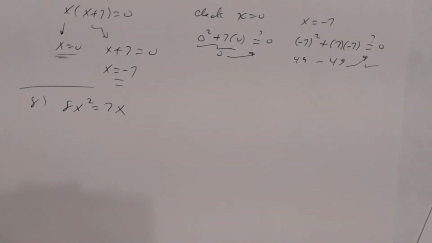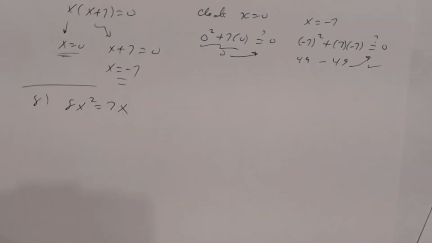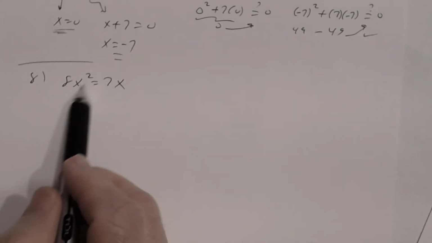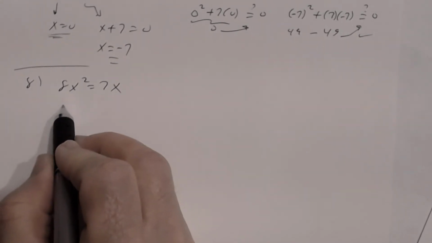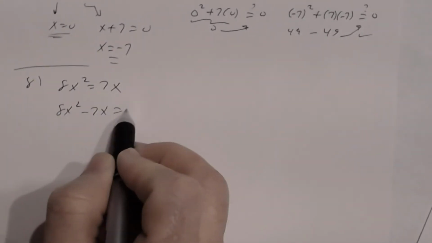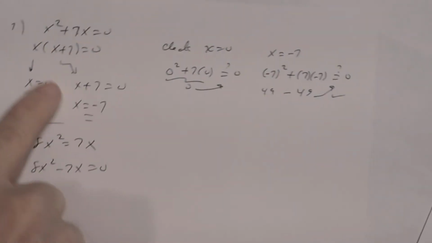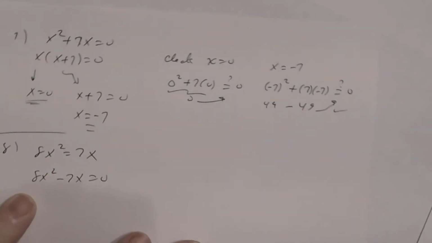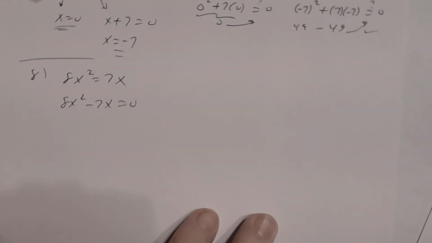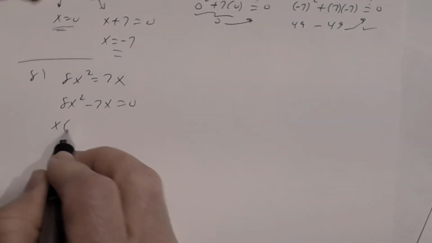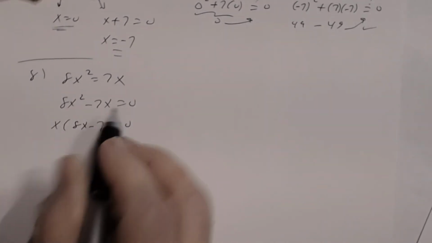If you follow our steps, the first step is to put it in standard form. So I've got to bring all these terms to one side. Let's go ahead and bring everything to the left side, since 8x squared, the leading term, is on the left side. So I get 8x squared minus 7x equals 0. And now that looks like number 7. So I'm going to factor this by factoring out the GCF. The GCF is x. So I get x times 8x minus 7 is equal to 0.